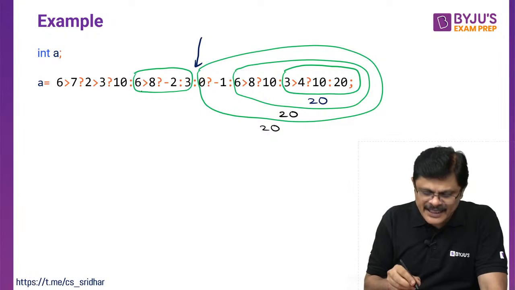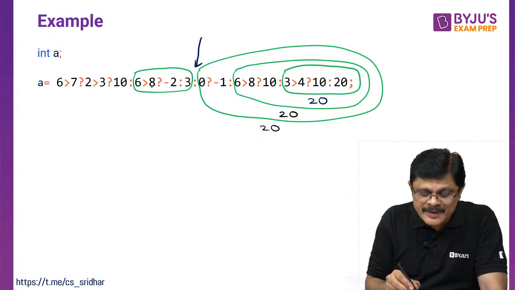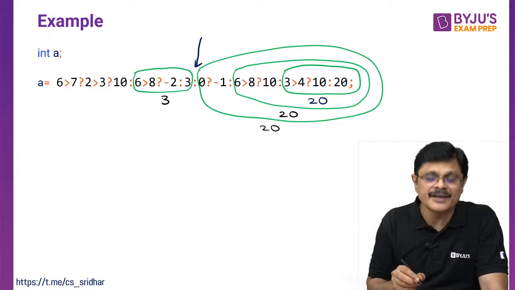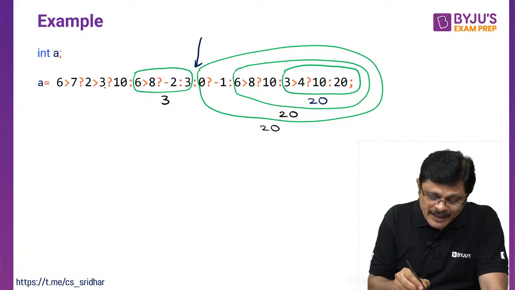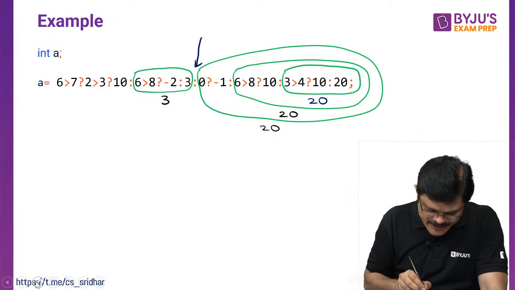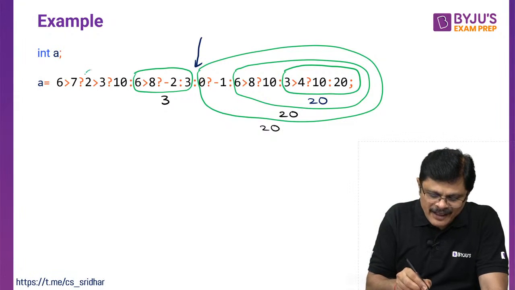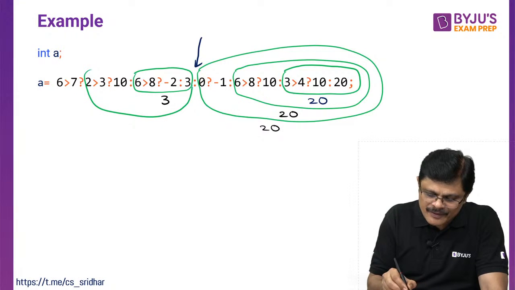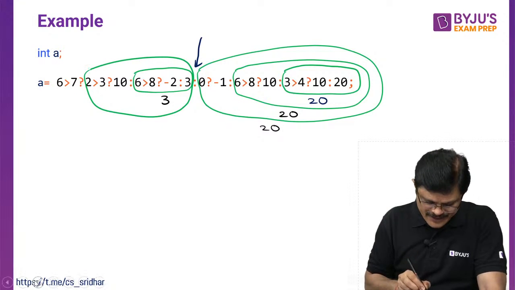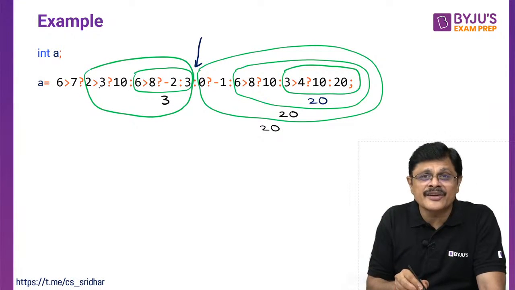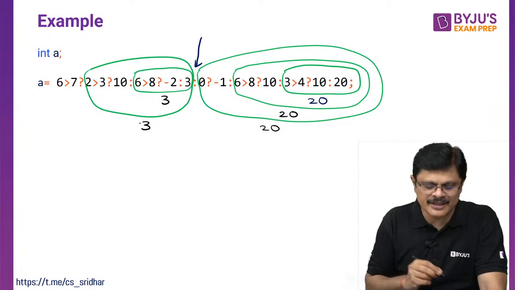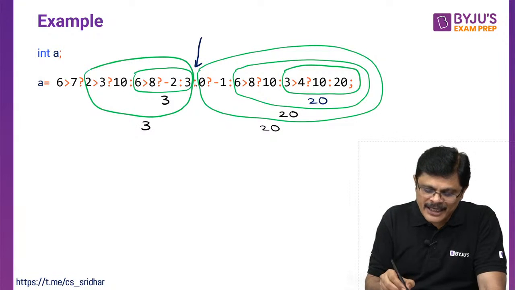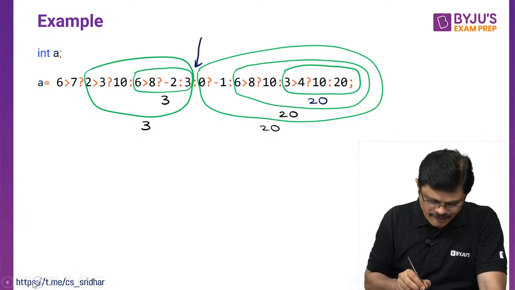Now is 6 greater than 8? No, false. False means second expression, that is 3. Here it is 3. Now next colon followed by question mark. Colon followed by question mark means we have to evaluate that ternary fellow. So this we need to evaluate. Now please tell me, is 2 greater than 3? No, false. False means second expression, that is 3. Answer for this. Now we are at finally colon and question mark. This is your final problem, my dear friend. What is your final problem?